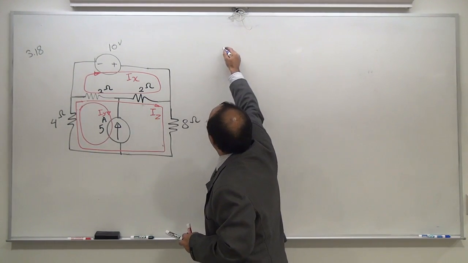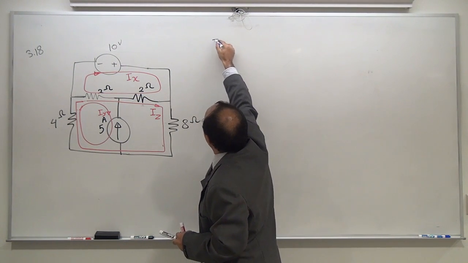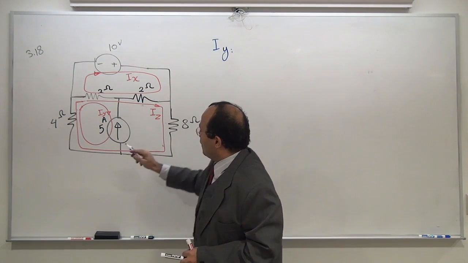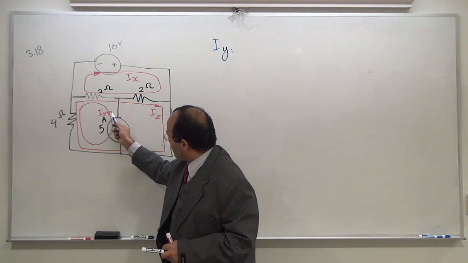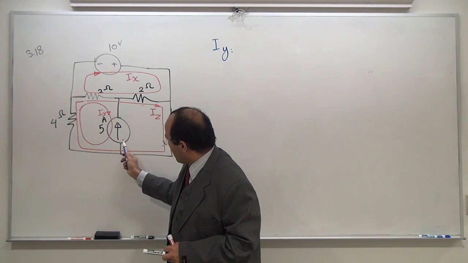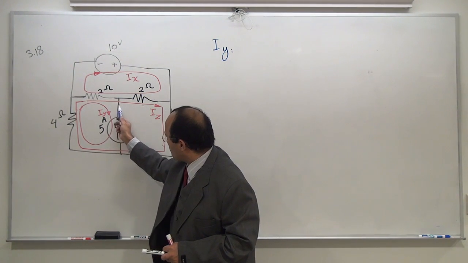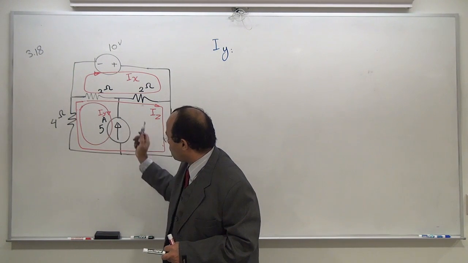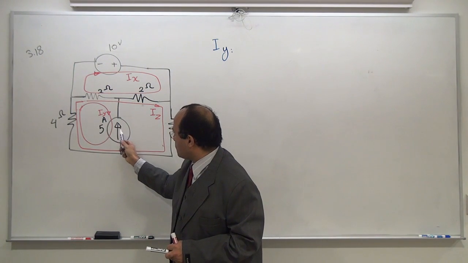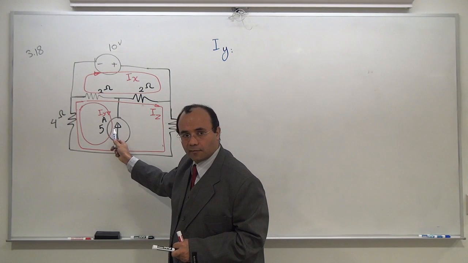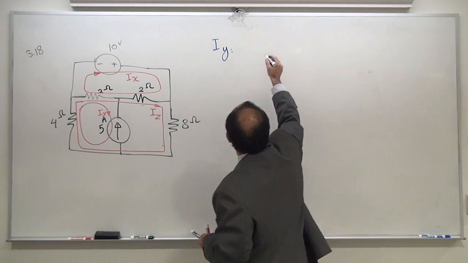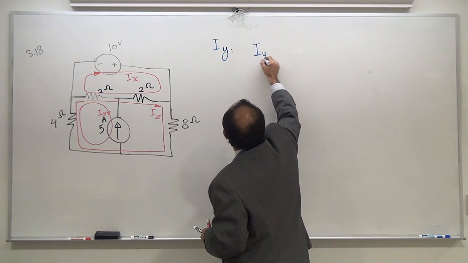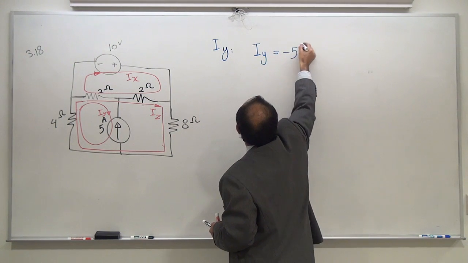Loop I, labeled Y, IY. I can see IY is coming from top to the bottom, and I can see the current source is going from bottom to the top. So these are actually opposing each other because the current source is seeing this only once. I would say IY is equal to -5 amp.